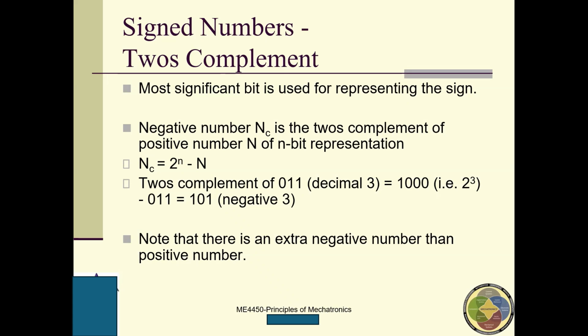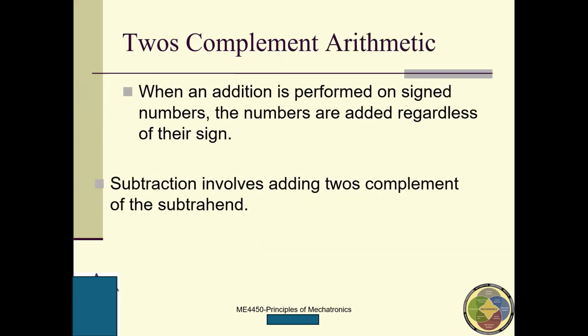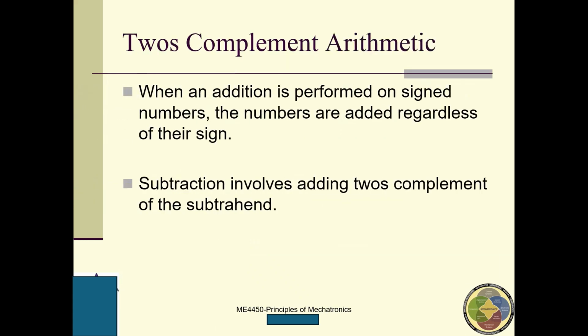That's the reason I say the computers are not as smart as we are. Note that here is a negative number and a positive number, which are signed numbers. Here is the example. Here is one addition that shows what I just told you. It is performed on signed numbers. The numbers are added regardless of the sign. Subtraction involves adding the two's complement of the subtrahend.